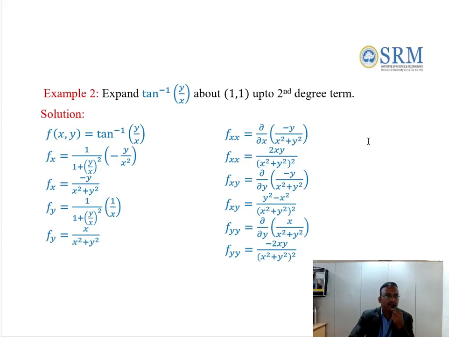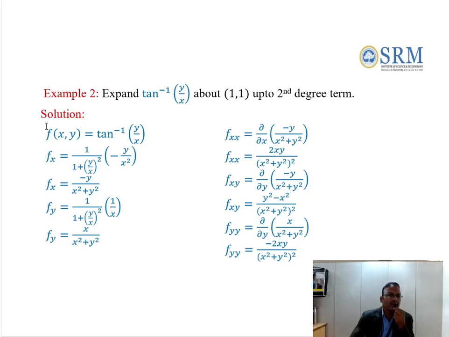Expand tan inverse of y by x about the point 1 comma 1 up to the second degree terms. That means we are going to express it as a Taylor series expansion up to the second degree term. The expansion will be having x minus a, y minus b, and x minus a the whole square, and x minus a into y minus b, and y minus b the whole square. These are the up to the second degree terms, right?